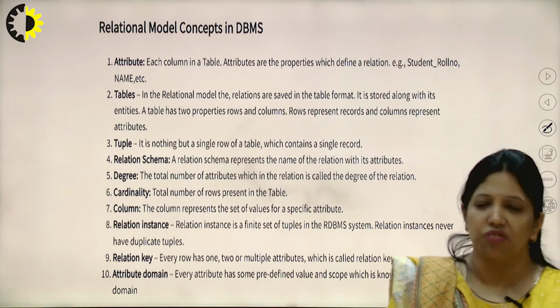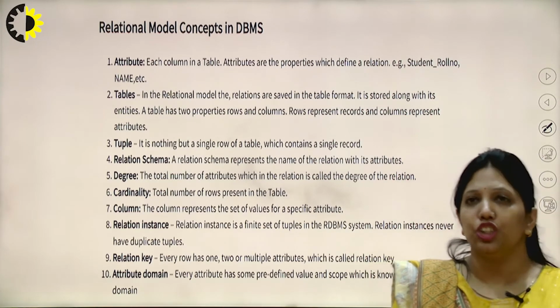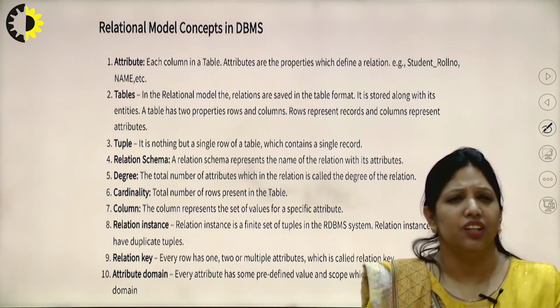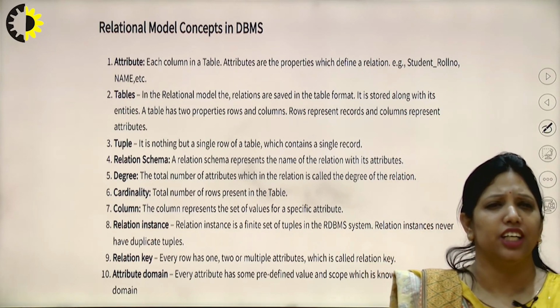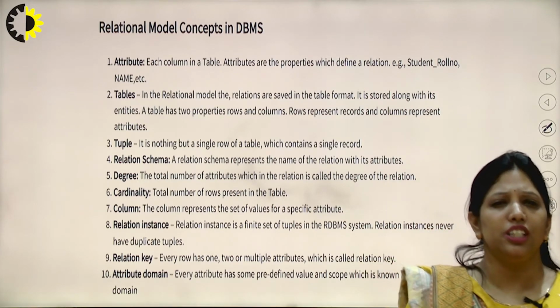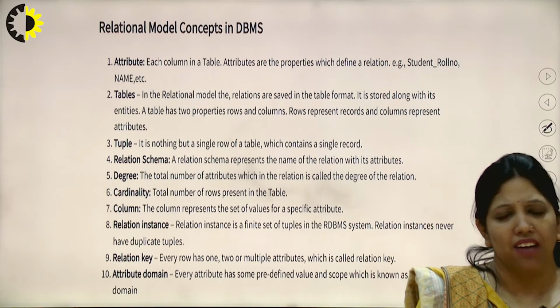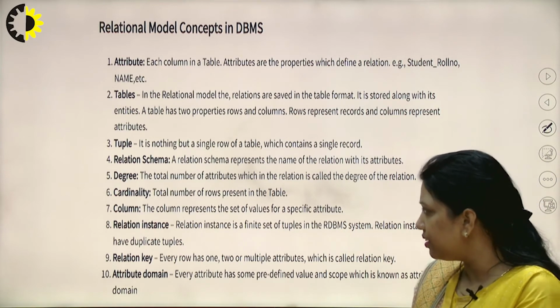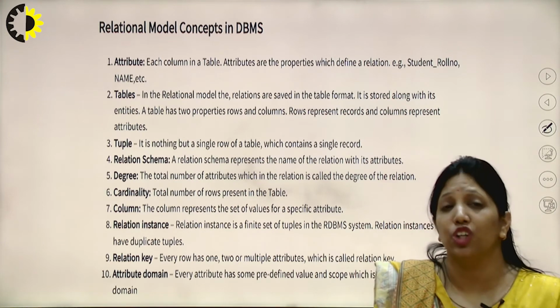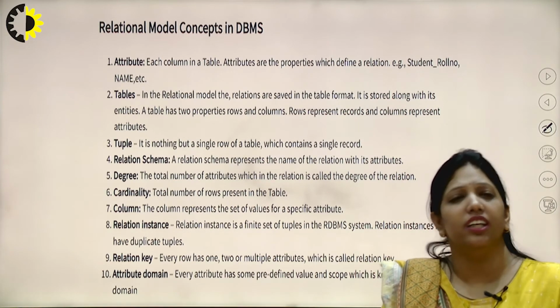On the basis of attributes, we distinguish one entity from another entity. Then relation instance. A relation instance is a finite set of tuples in the relational database system. A relation never has duplicate tuples. The relation instance means the values stored in a table at a particular moment of time.